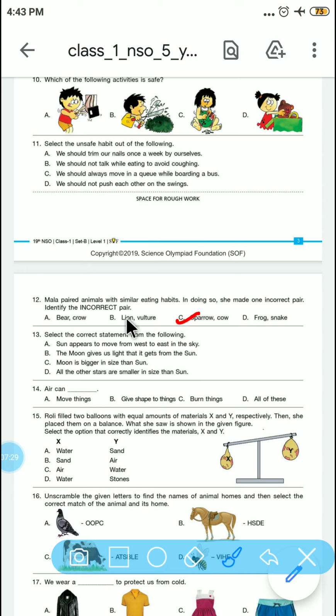And so-called lion and vulture have also the same eating habit, and frog and snake have also. So option C will be the correct here.